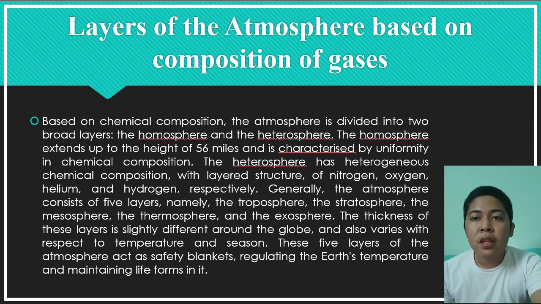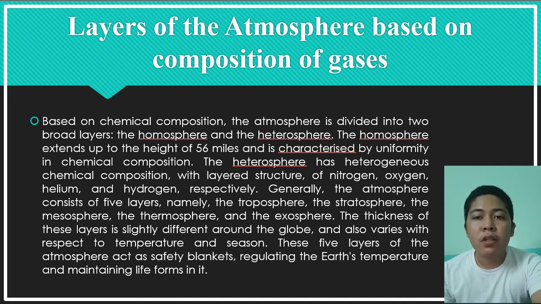The homosphere extends up to a height of 56 miles, 90 km, and is characterized by uniformity in chemical composition. It consists of three thermal layers, namely the troposphere, the stratosphere, and the mesosphere. Each sublayer is separated from the adjoining layer by a shallow transitional zone. The heterosphere has heterogeneous chemical composition with layer structure of nitrogen, oxygen, helium, and hydrogen, respectively.